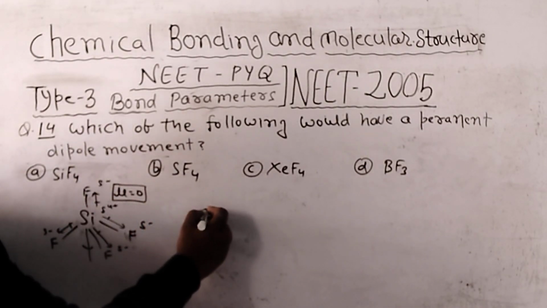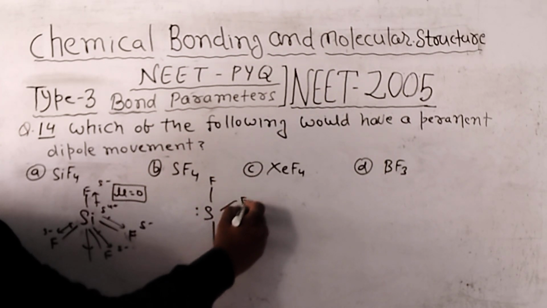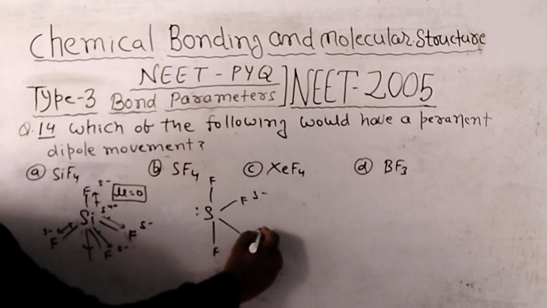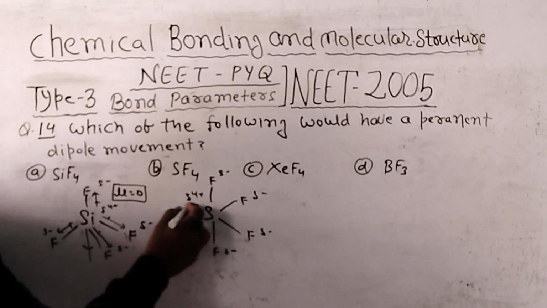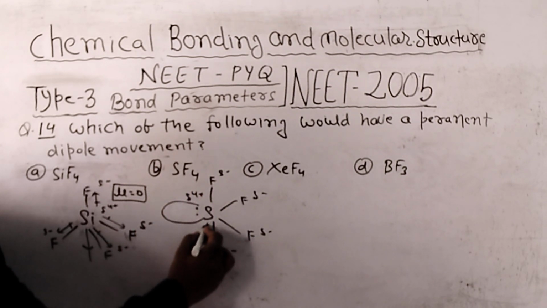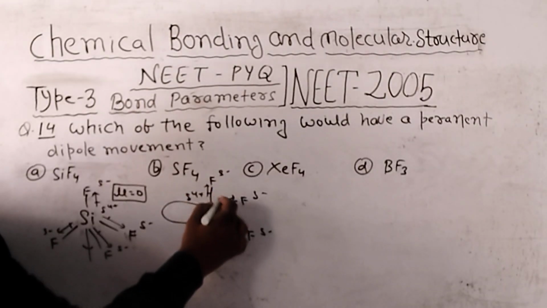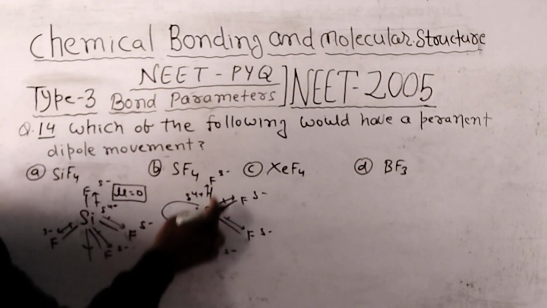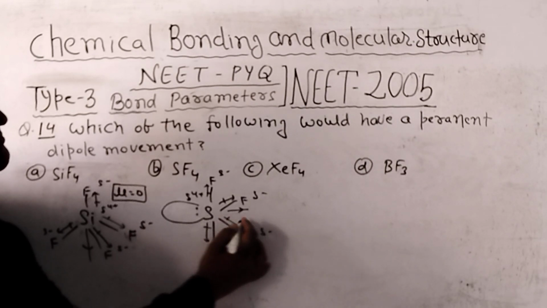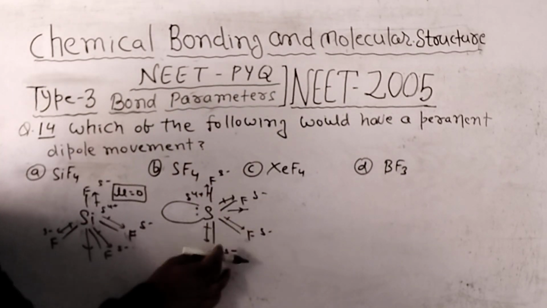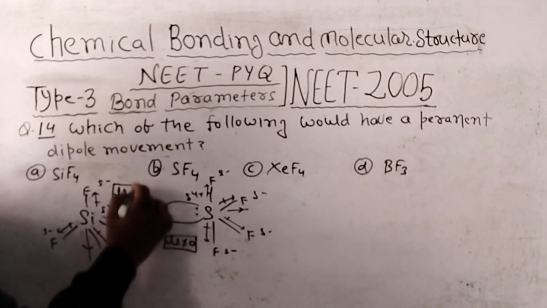Now in case of SF4, the fluorines are delta minus and sulfur is delta plus. The dipoles go positive to negative. Now these dipoles cancel partly, but the direction of the remaining dipole is this side and this side. So the resultant is this side. Now mu is not equal to 0, so a permanent dipole is present here. So option B is correct.